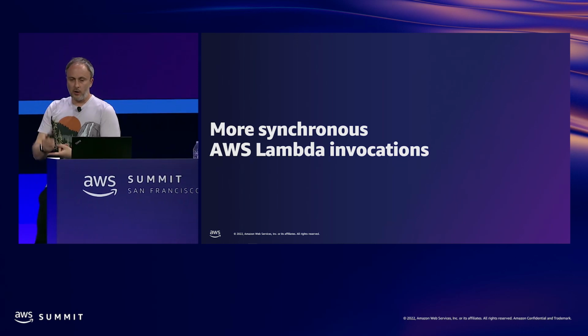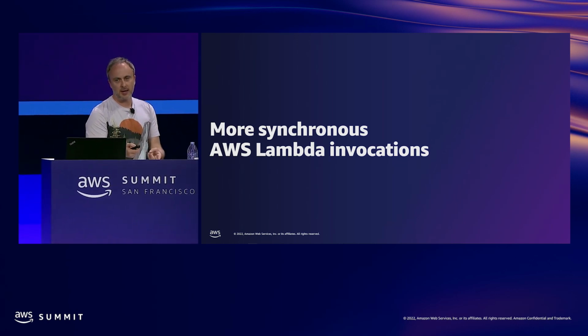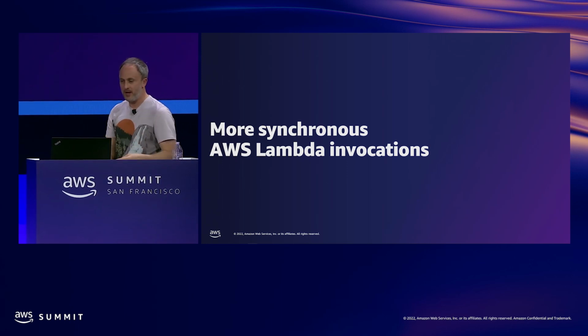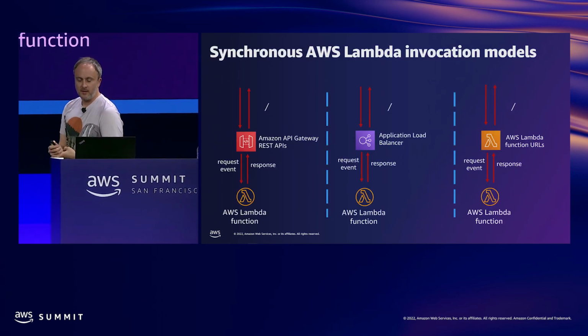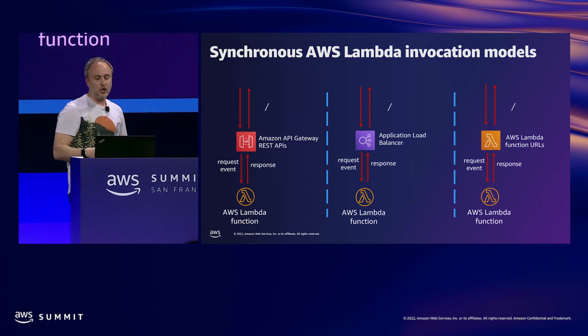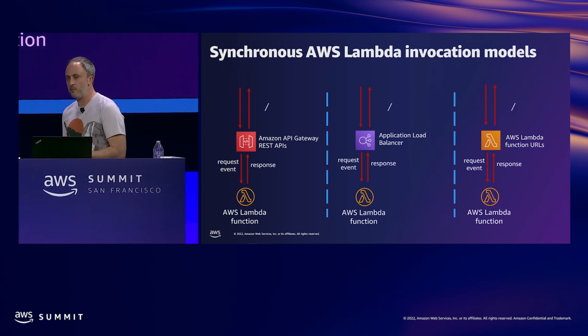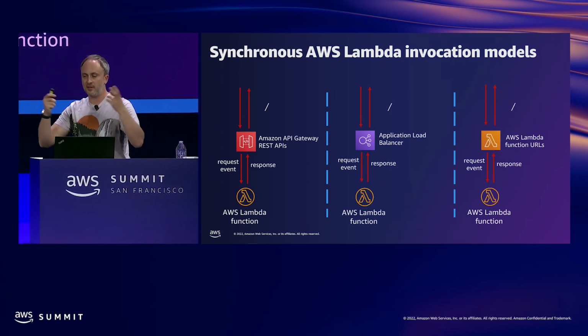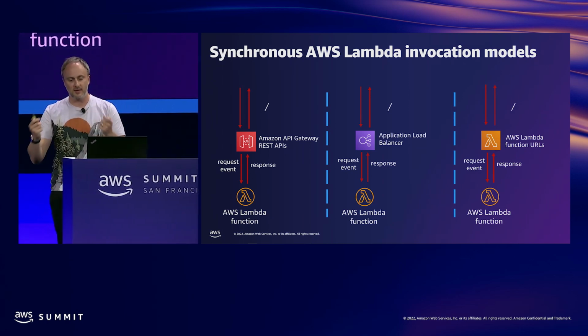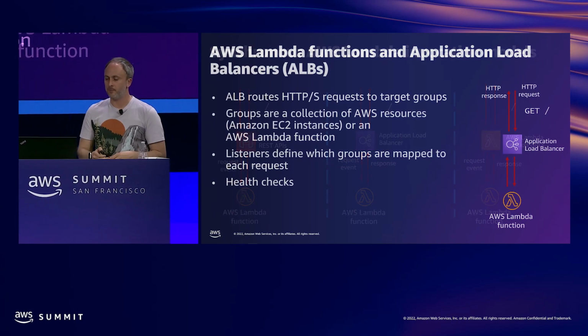Okay, I've spoken a lot about function URLs here, but there are other ways to synchronously invoke Lambda, and they're not going away, so I don't want to leave them out. Amazon API Gateway REST APIs, that's still a huge thing. Application Load Balancer is also a great way of invoking Lambda synchronously. Remember, synchronous invocation is an interactive Lambda application. I just want to compare and contrast across the three here.